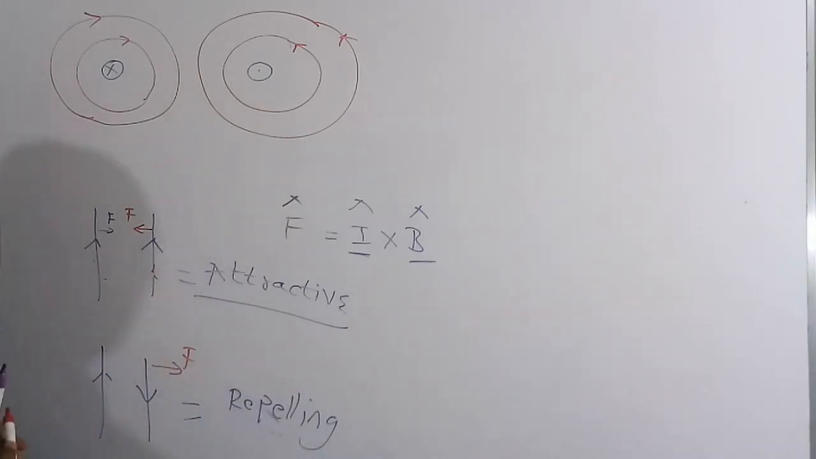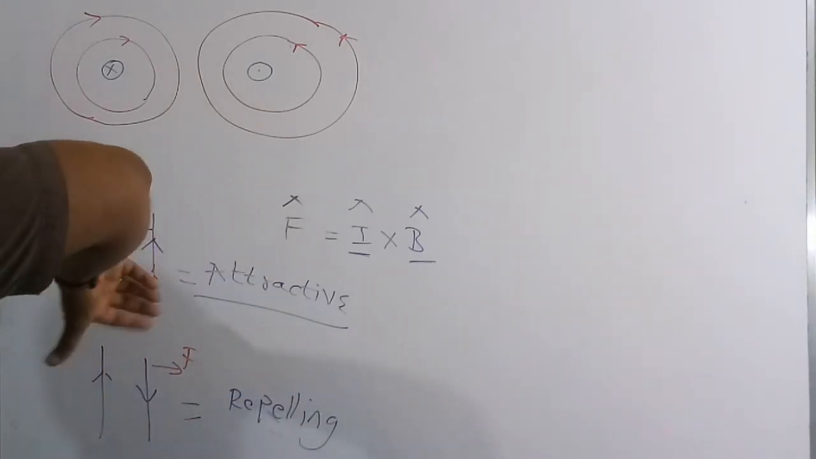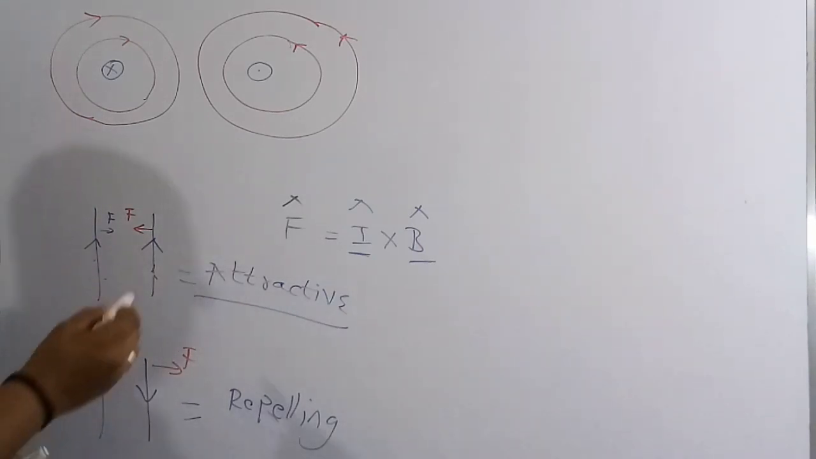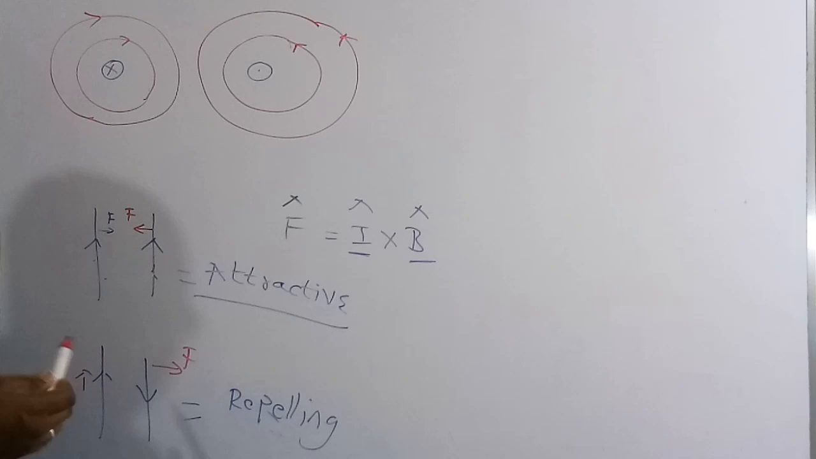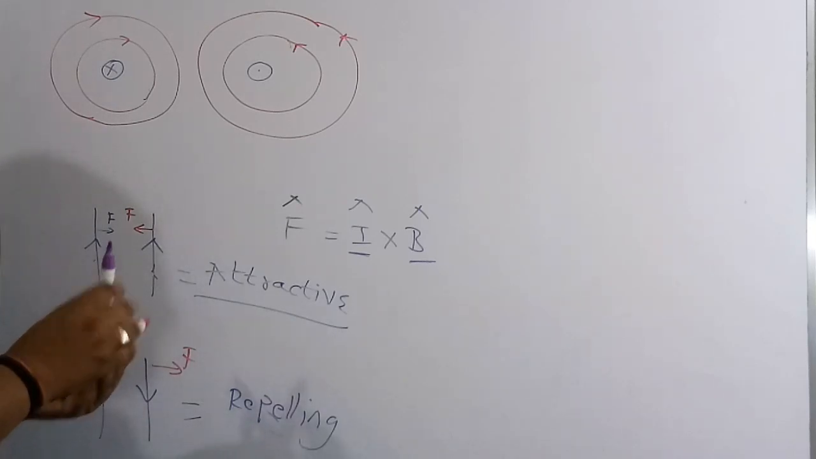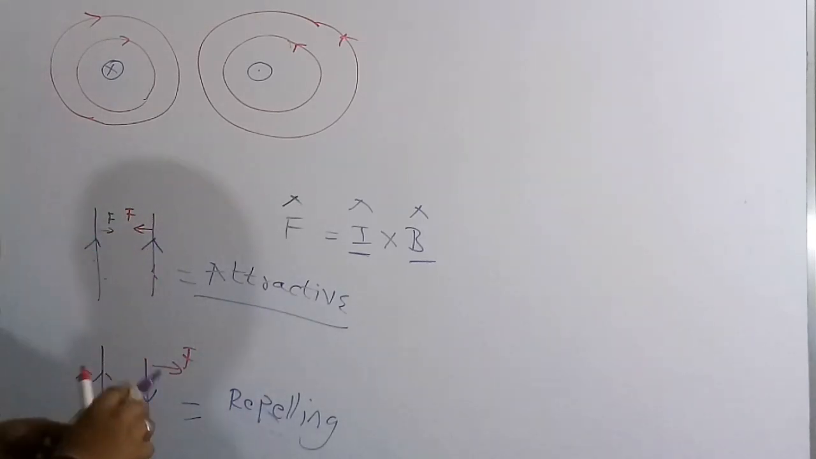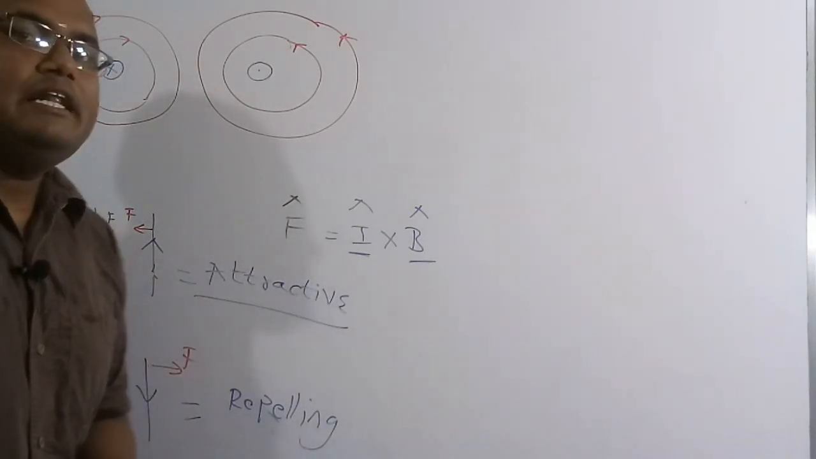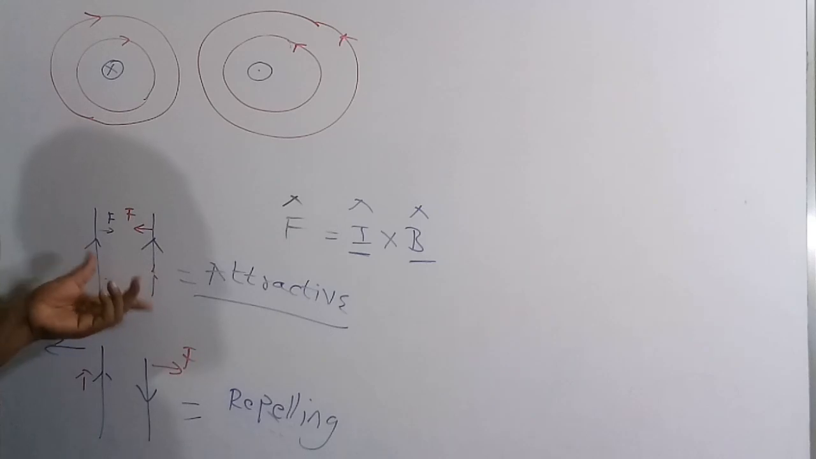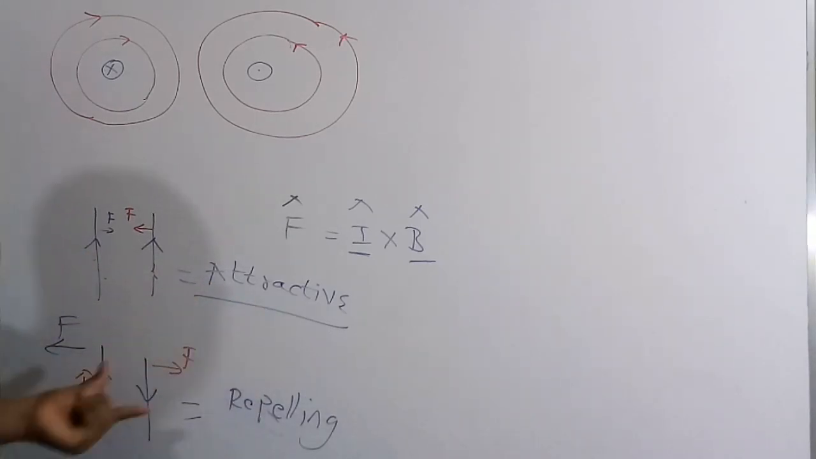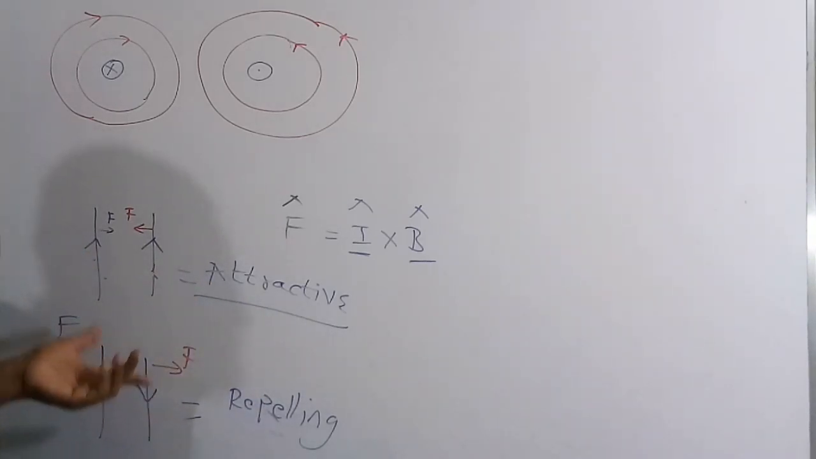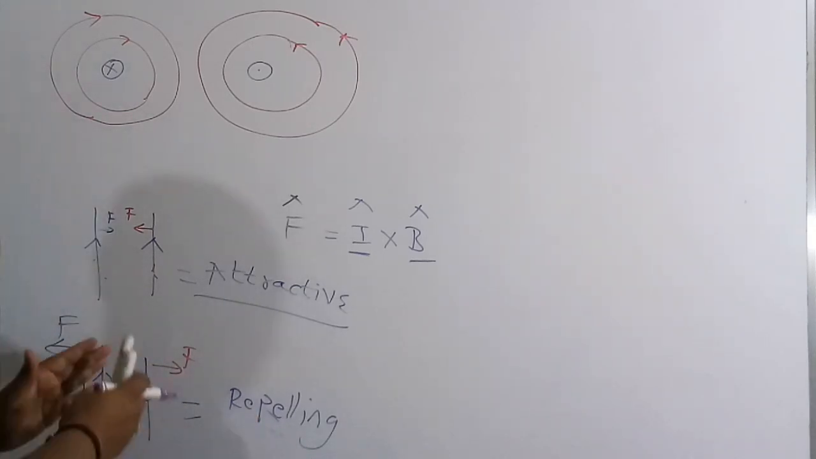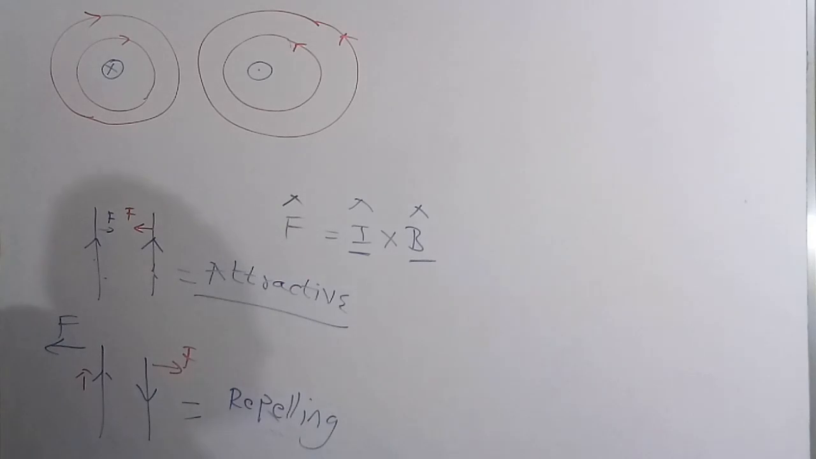And similarly for this wire, the current is upward. So take the curl. Here the magnetic field on this wire will be inside, and the current is upward. Now take the cross product, I cross B. Again the force is outward. So here there is a repelling force. So whenever any two wires carry current in the same direction, there will be an attractive force, and whenever the two currents are in the opposite direction, there will be a repelling force. Therefore these wires are going to repel each other.